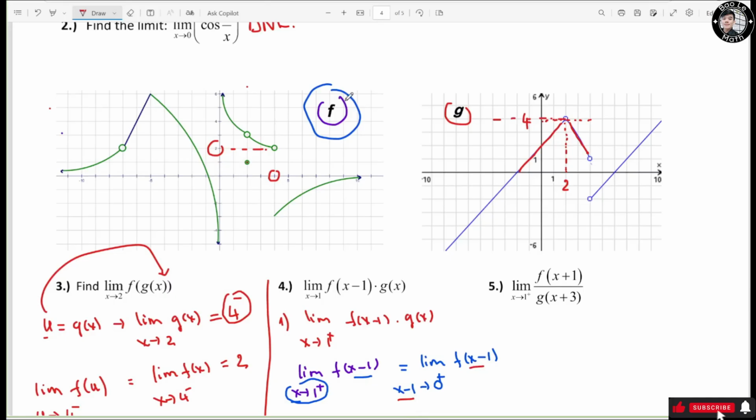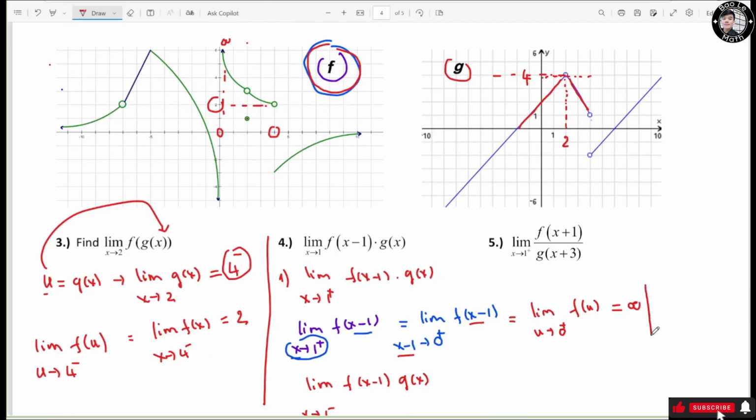Now, since this guy and this guy are the same thing, I can use the graph of the function right here, right? So it turns out to be limit of f of u when u approaches 0 plus, right? Now, I look at this one, 0 plus is right here, so the function approaches positive infinity, right?